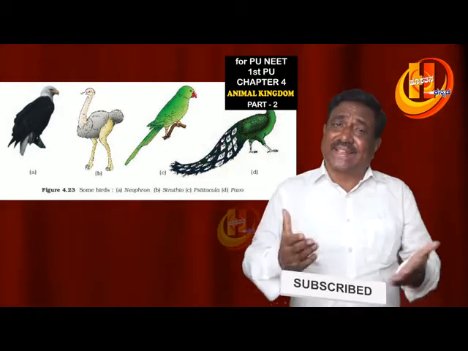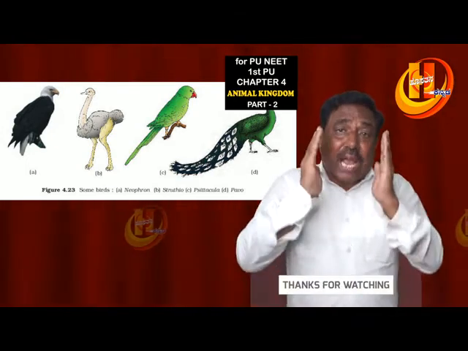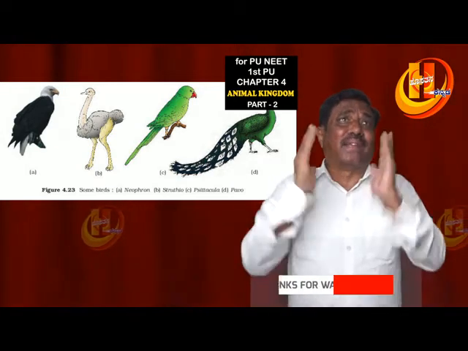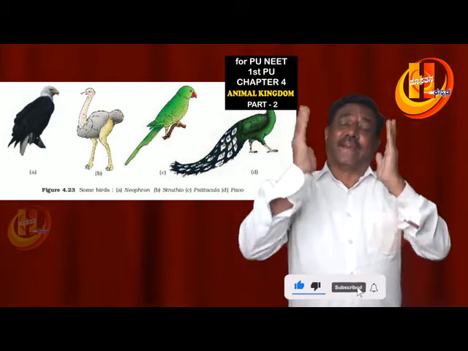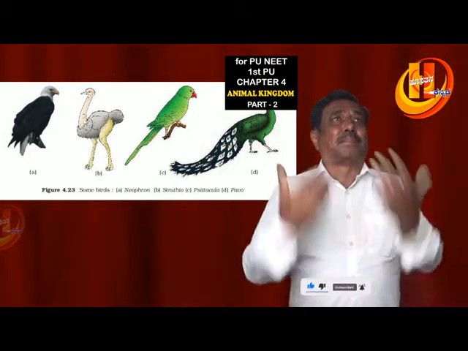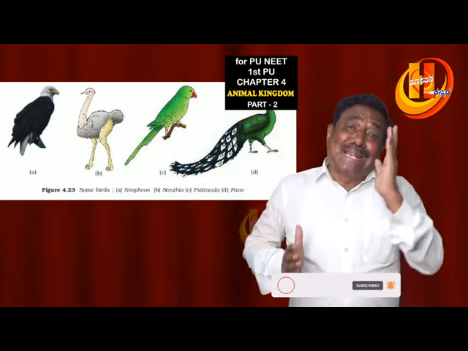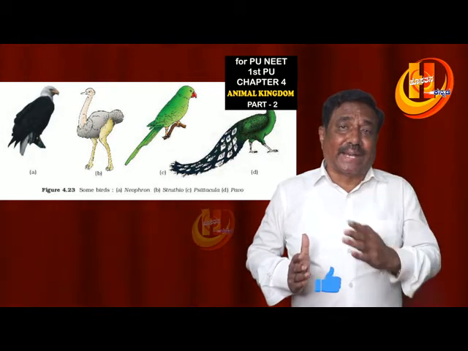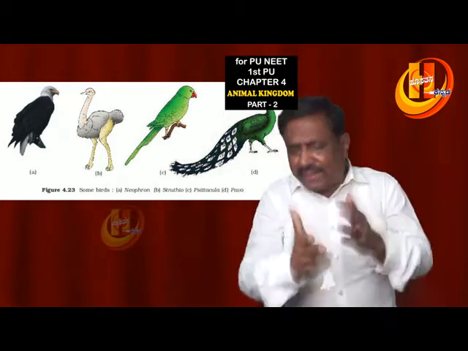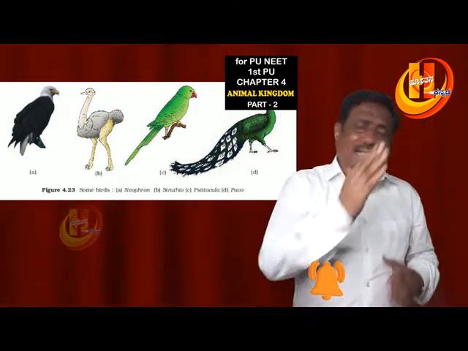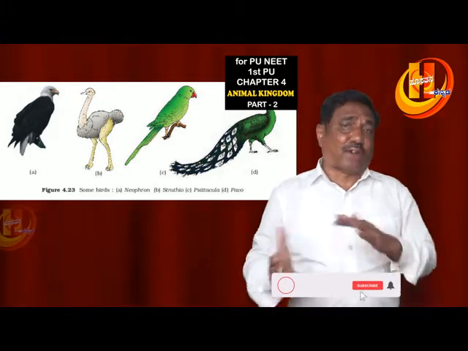The examples for this: Corvus is crow, Columba is pigeon, Psittacula is parrot, Struthio is ostrich, and then Pavo is peacock, and Aptenodytes, that is very important. Aptenodytes is penguin, and Neophron is vulture. These are the very good examples of class Aves. Each one is very, very important, given in the match the following or something like that.